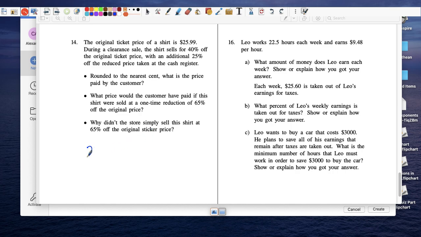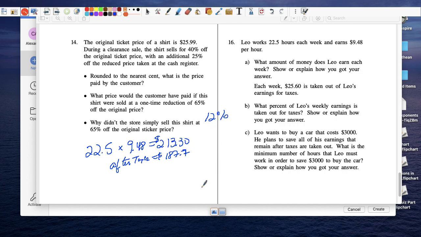Okay, so again, 22.5 hours times $9.48. Let's figure out how much he takes home a week. 22.5 times 9.48. He takes home $213.30. Okay. Taxes. If you take that, subtract taxes, 25.60, right after taxes he takes home $187.70. You were asked to find out what was the percentage of taxes. So you can do percent of change, and we found out that was 12%.